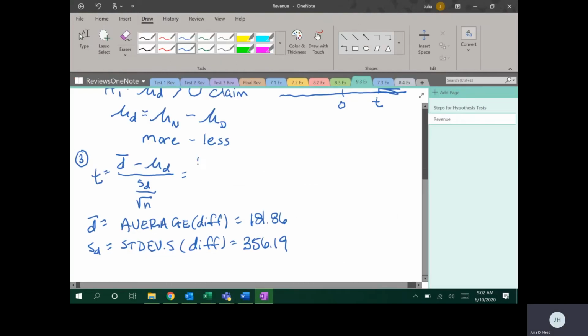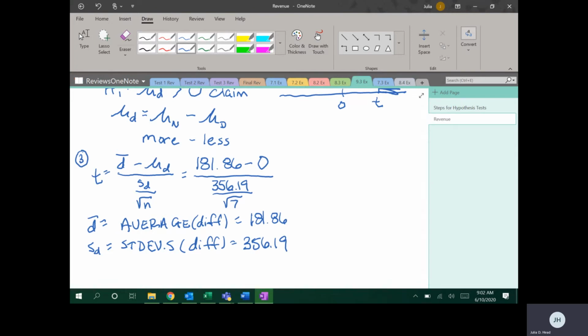So we have 181.86 minus mu d, which is 0 from the hypotheses, divided by 356.19 over the square root of n. We had 7 data points. Be careful to note that n is 7 because there were 7 pairs of data points. There were technically 14 numbers, but that was not 14 data points. That was 7 pairs of data points.